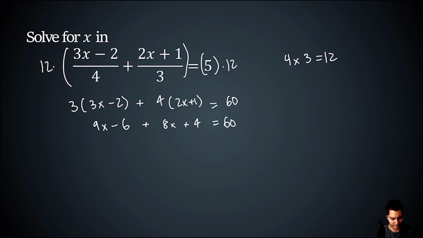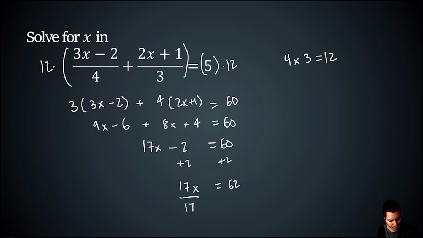We're going to combine like terms. Our 9x plus an 8x are going to combine to form a 17x, and a minus 6 and a positive 4 are going to combine to form a minus 2, equals 60. And then we're going to add 2 to both sides, so we'll have 17x equals 62.